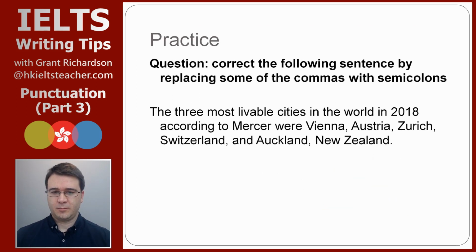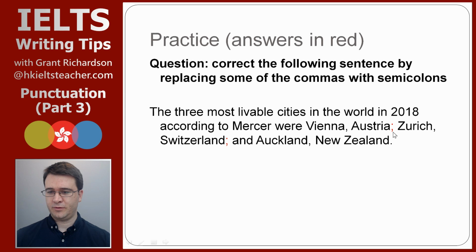Practice using the semicolon by answering this question. Correct the following sentence by replacing some of the commas with semicolons. The 3 most livable cities in the world in 2018, according to Mercer, were Vienna, Austria, Zurich, Switzerland, and Auckland, New Zealand. Here we have what should be 3 different cities, and each city has the country after it. So you would use semicolons after the country before the next city. Vienna, Austria is a place, Zurich, Switzerland is another place, and Auckland, New Zealand is the 3rd place.